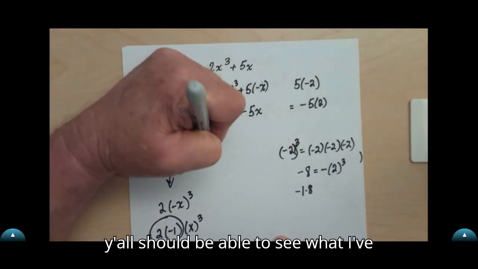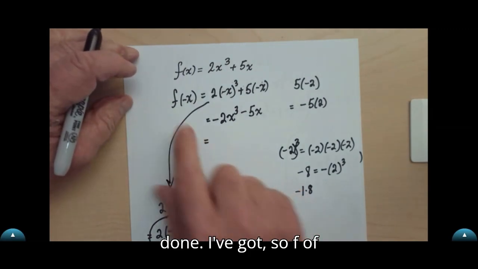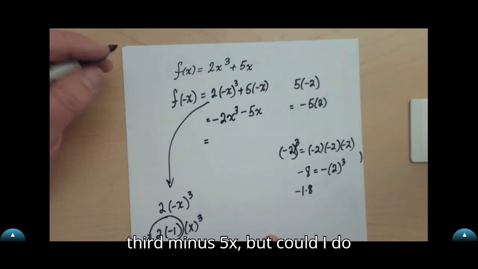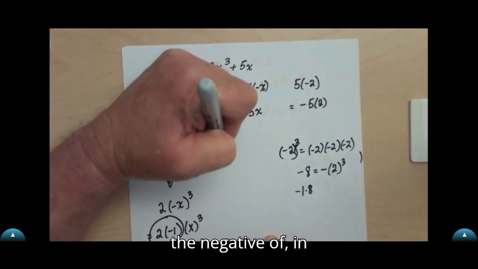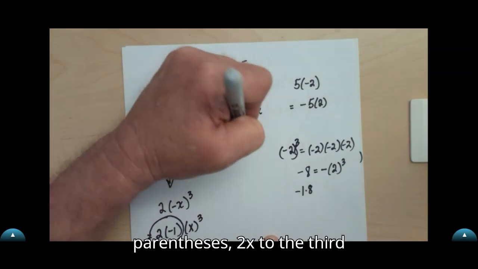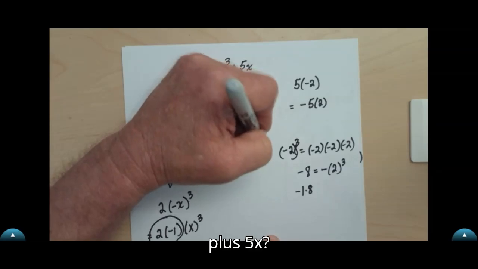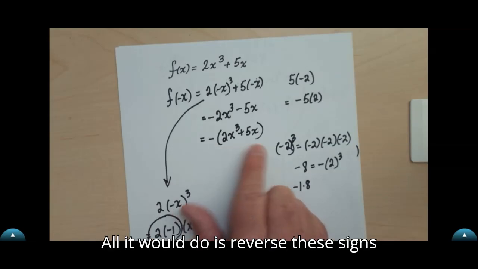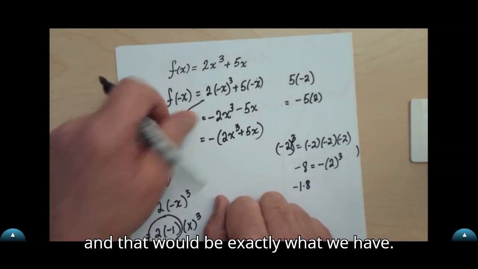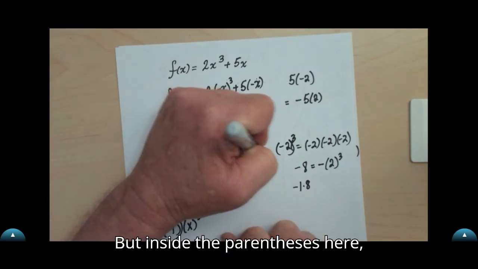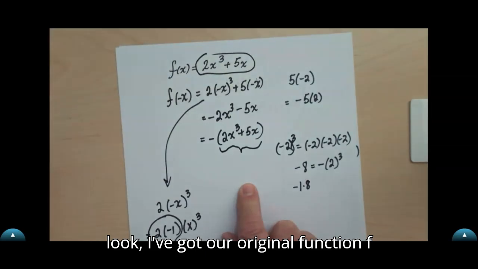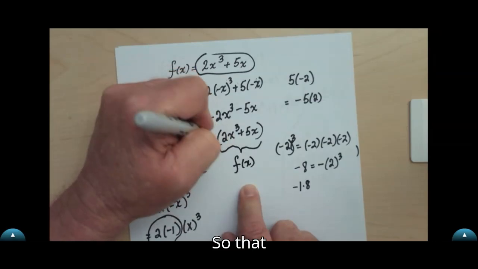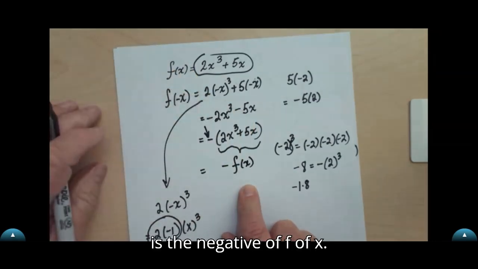Now I'm going to do something here. Y'all should be able to see what I've done. So f of negative x is equal to negative 2x to the third minus 5x. But could I do this? Could I say that that is equal to the negative of, in parentheses, 2x to the third plus 5x? Couldn't I just factor that negative out? All it would do is reverse these signs, and that would be exactly what we have. But inside the parentheses here, look, I've got our original function f of x. So that is the negative of f of x.